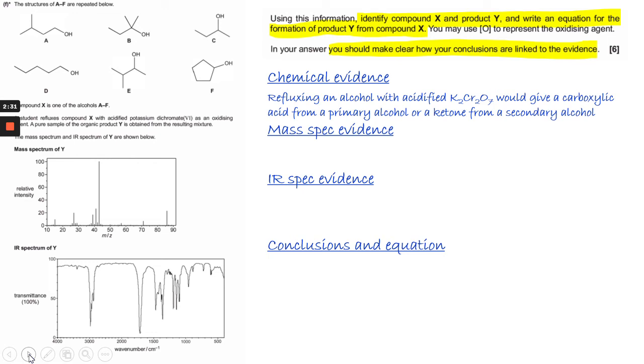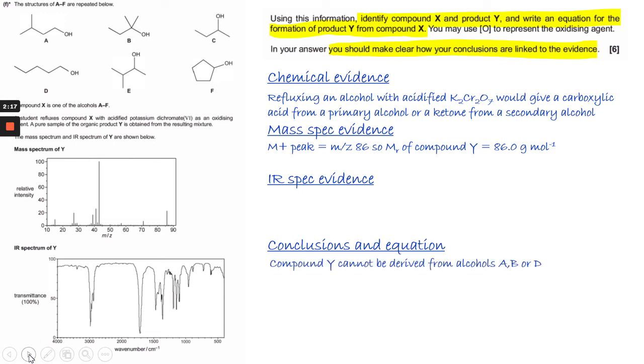So we've already said that refluxing alcohol with acidified dichromate would give a carboxylic acid from a primary, or a ketone from a secondary alcohol. We've mentioned in passing that the Mr of the compound is 86 grams per mole. So therefore we can say compound Y can't be derived from alcohols A, B or D, A and D being primary and B being tertiary.